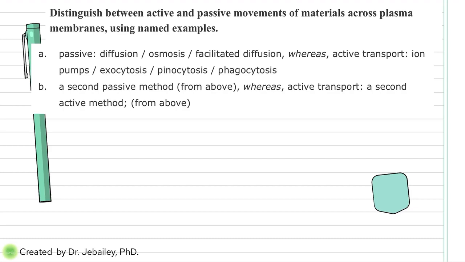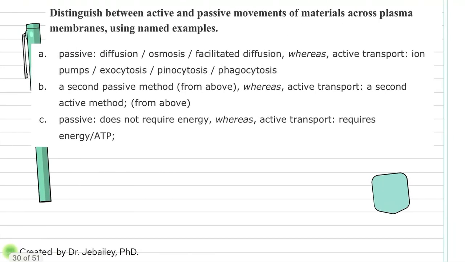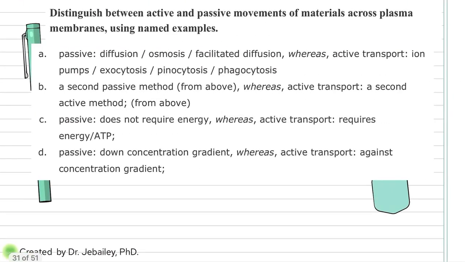Not much, this one is not much of a big deal, but it's just giving the extra examples of this or that or this or this. Doesn't matter. And then the next is passive. Passive does not require energy, while the active transport does require energy. Then you have the next one. You can see that the passive is down the concentration gradient, while the active is against the concentration gradient.